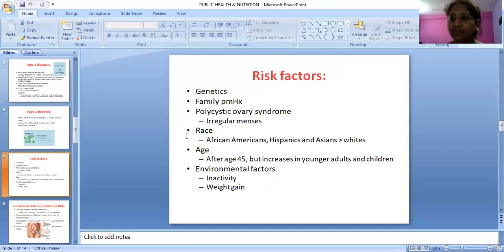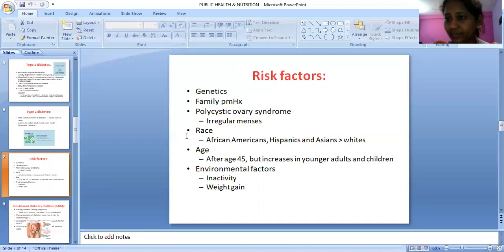Coming to genetics, sometimes it is because of genes. Next, family history. Next, polycystic syndrome, irregular menses, races, then age. Next, environmental factors, inactivity. Inactivity means nowadays people are sitting in front of computers, a sedentary lifestyle. Physical activity is very, very less.